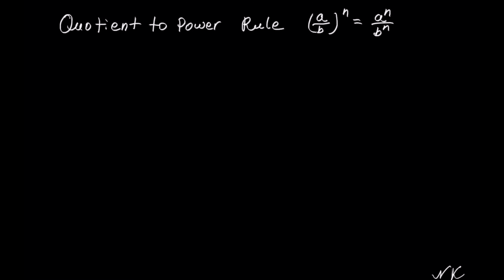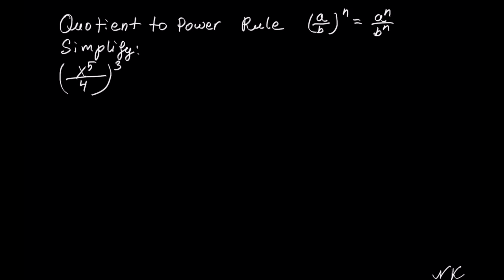Hello, here we're going to take a look at the quotient to a power rule. So if we have a fraction of a divided by b raised to the power of n, the simplified version will be a to the power of n divided by b to the power of n.